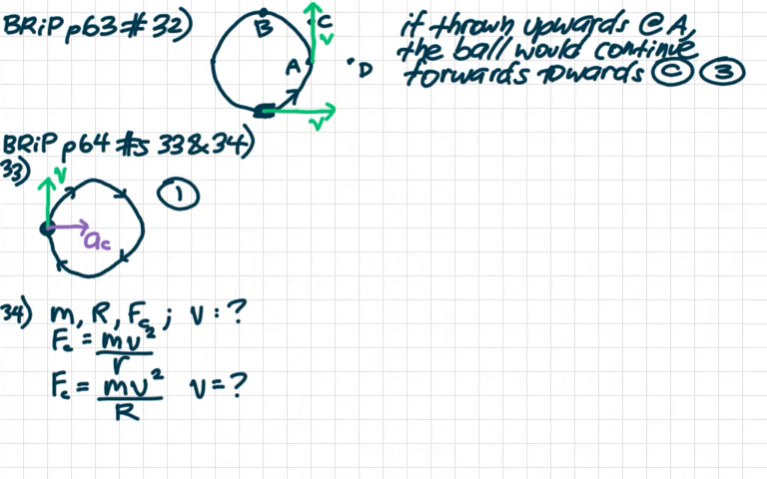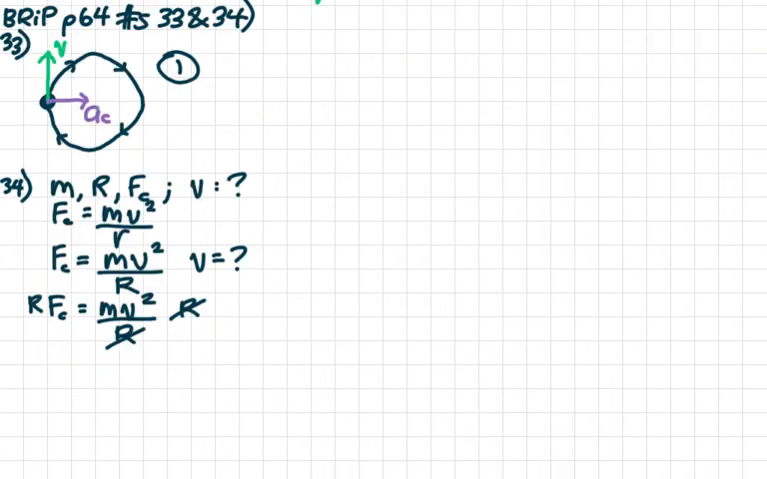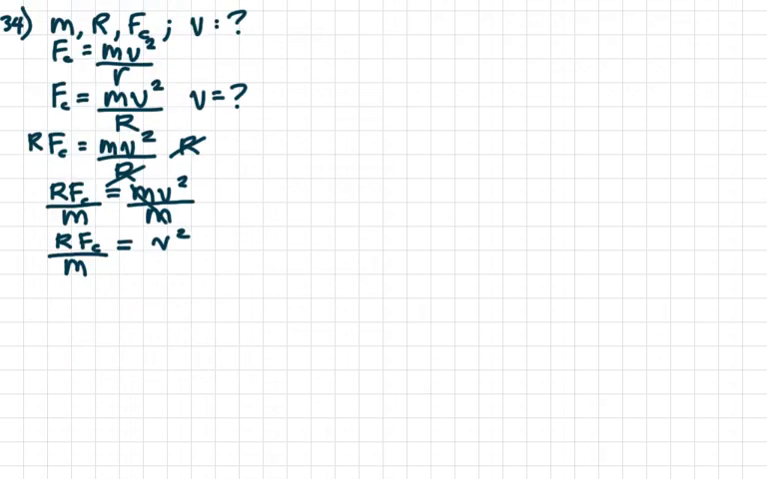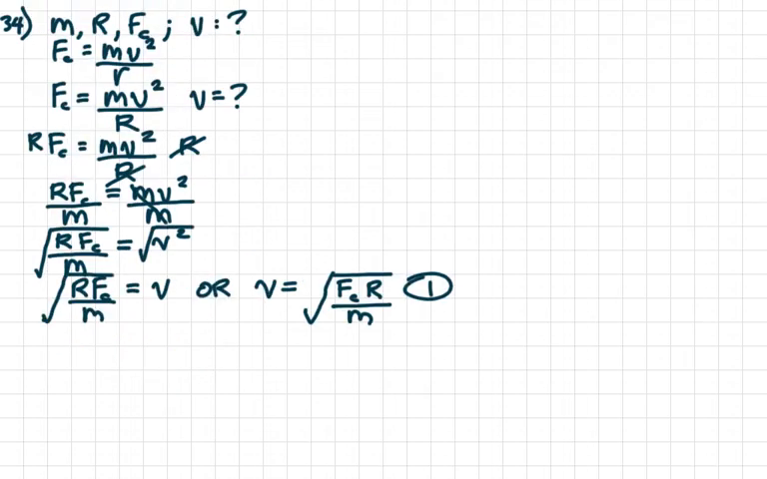So we just need to get v by itself. Multiply both sides by r, and that gets rid of the r. Divide both sides by the mass. Again, we're trying to get v squared by itself. And let's square root both sides. We wind up with speed is radical FcR over m, and that is choice 1.